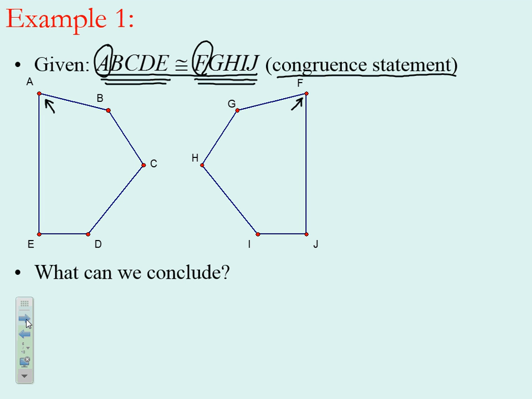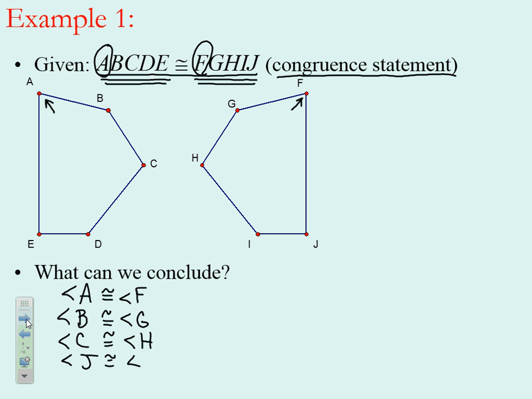According to this congruence statement, what are some things that we can conclude? Well, we can say that angle A is congruent to angle F, according to the picture. We can also do that with all the other angles. Angle B is congruent to angle G. Angle C is congruent to angle H. Angle J is congruent to angle E. And last but not least, angle D is congruent to angle I.